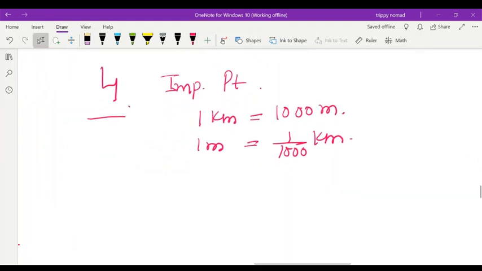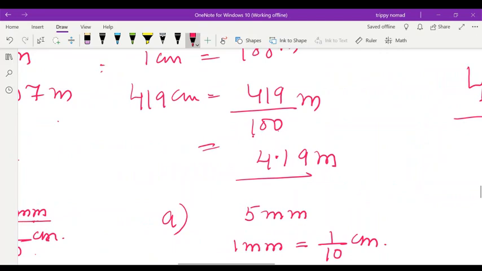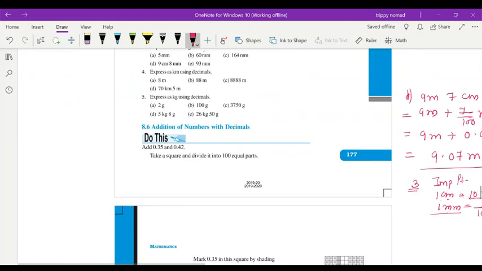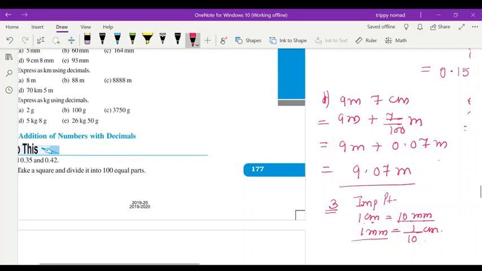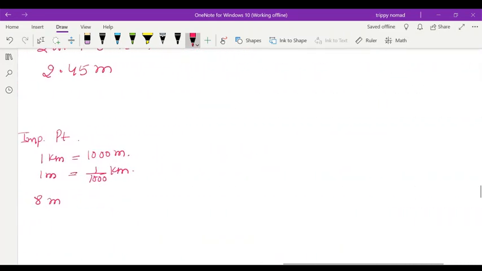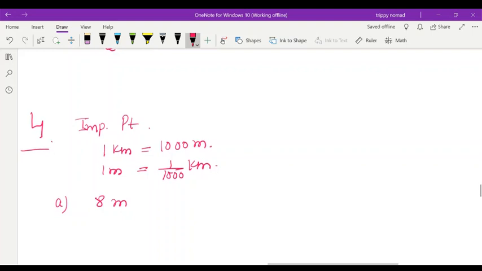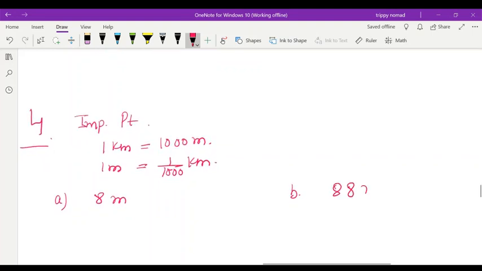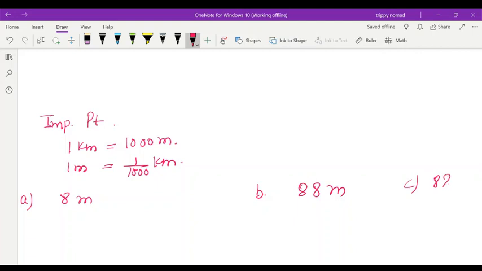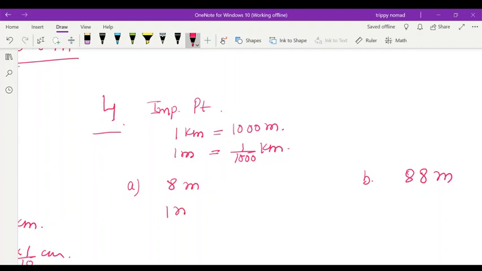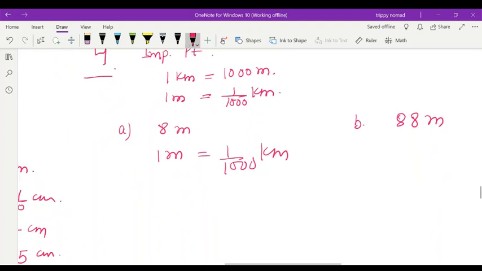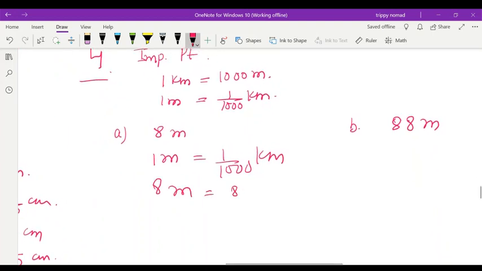Okay. Then A part of the question was 8 meter. I think this was given, 8 meter. Yes. Then B part is 88 meter. Then C part 8888 meter. Now children, you see, 1 meter is equal to 1 upon 1000 kilometer, and then 8 meter is equal to 8 into 1 upon 1000 kilometer.